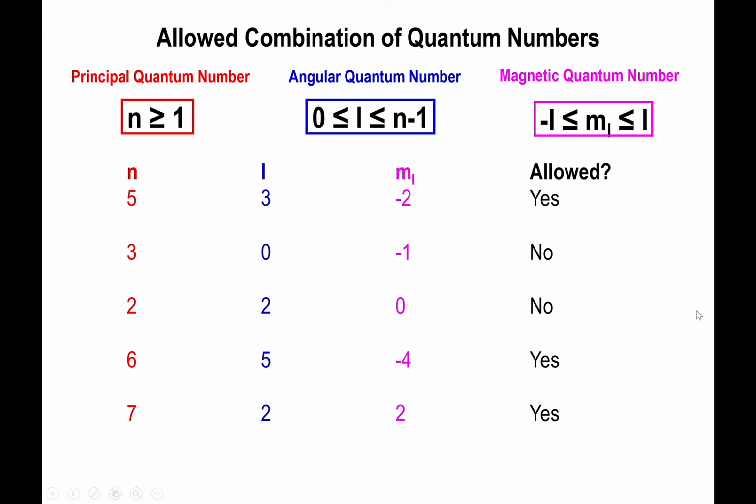All right, so in the next video we're going to move on to talking about radial nodes, how to draw these particular orbitals, including radial nodes, and then we'll start talking about the spin quantum number.